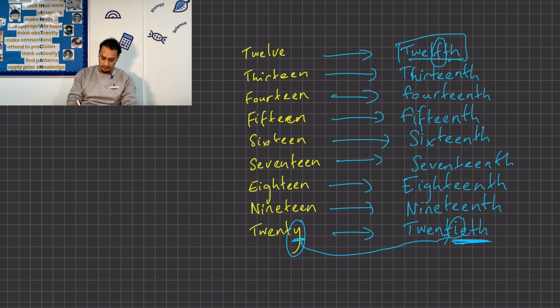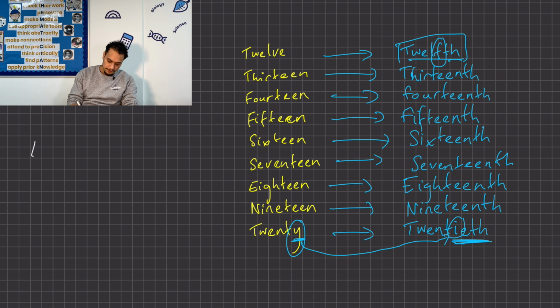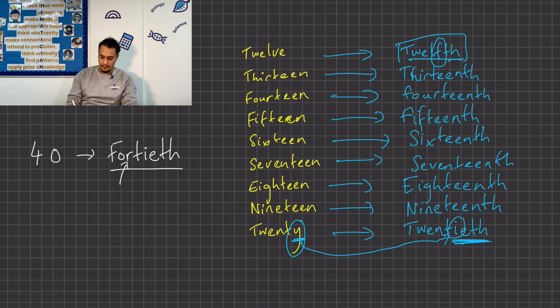If we have a look at some numbers here, I'm just going to write some down so we can practice. So suppose we've got 40, let's just start with that. 40 becomes 40th. You notice there's the lack of the U, but then there's also the Y being replaced by an I, and then we've got the ETH ending.